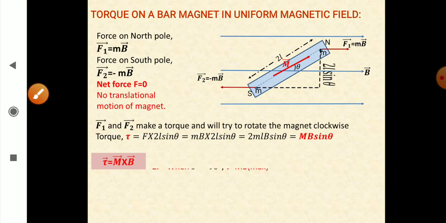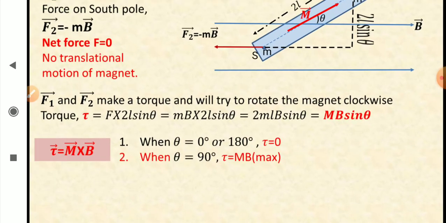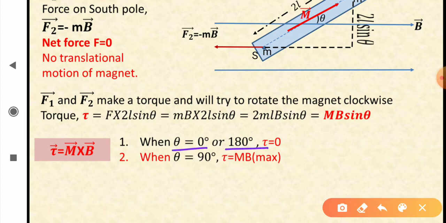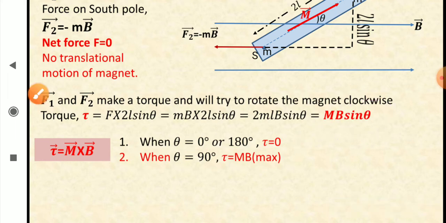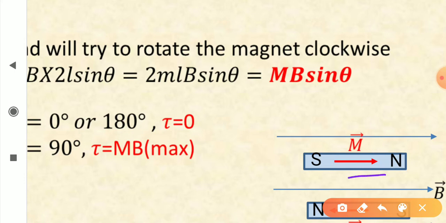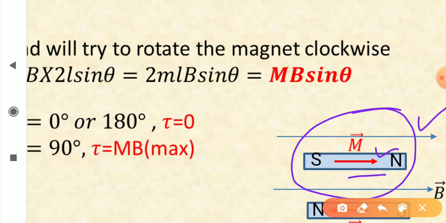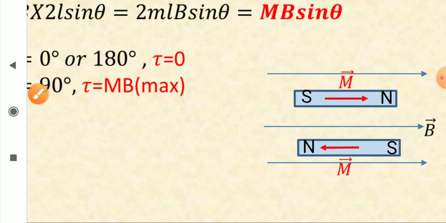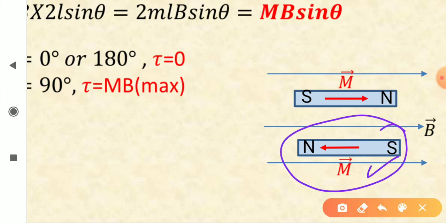Okay, and now some special cases here. See, when theta is 0 or 180 degree, since sine theta will become 0, torque will become 0. And see what happens. When theta is 0, that means M and B are parallel, and in this situation torque is 0, force is 0, and the magnet is in stable equilibrium. And when theta is 180 degree, the magnetic dipole moment is anti-parallel to magnetic field. So net force on this is 0, net torque on it is 0, and it is in unstable equilibrium.